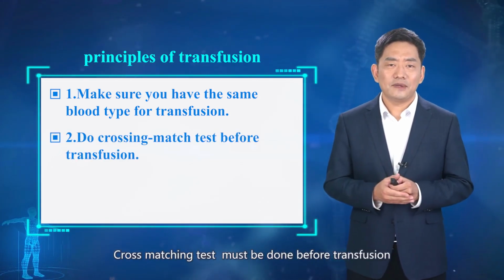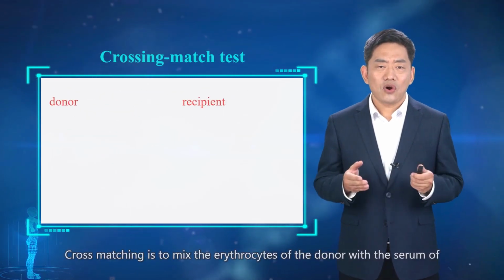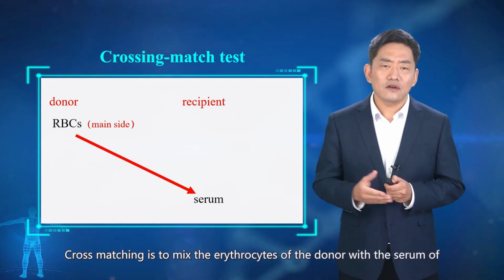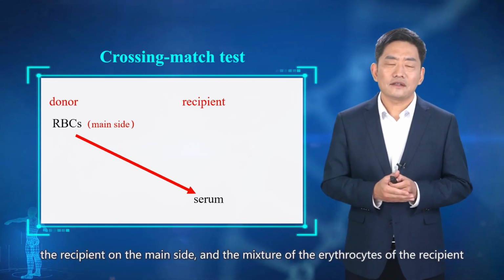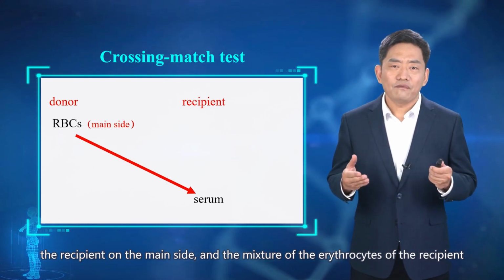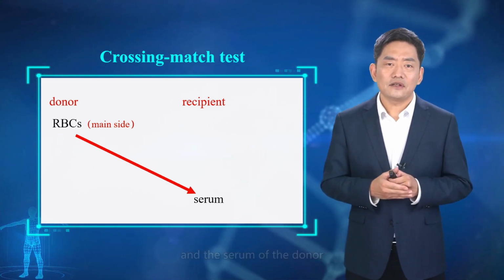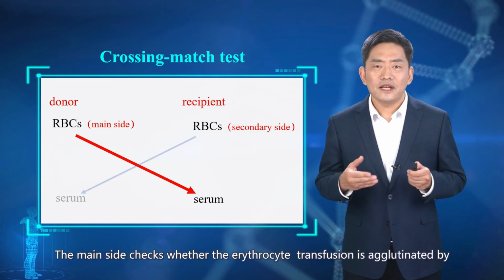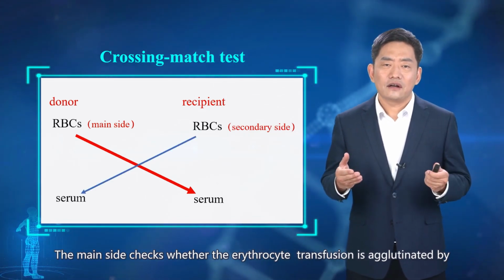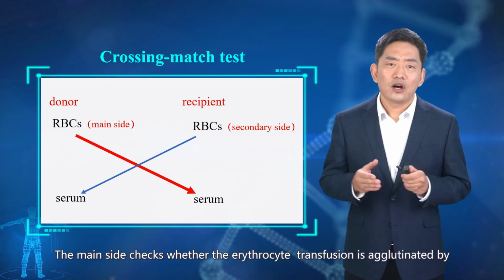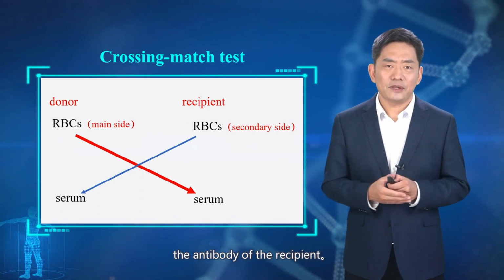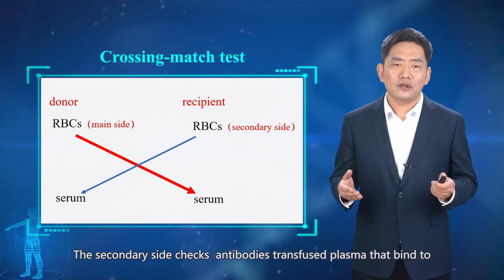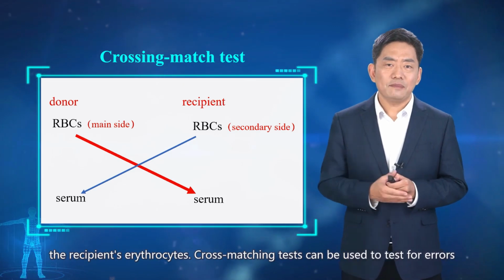Cross-matching test must be done before transfusion. Cross-matching is to mix the erythrocytes of the donor with the serum of the recipient, which is the major side, and the mixture of the erythrocytes of the recipient and the serum of the donor is the minor side. The major side checks whether the transfused erythrocytes are agglutinated by antibodies of the recipient. The minor side checks whether antibodies in the transfused plasma will agglutinate the recipient's erythrocytes.